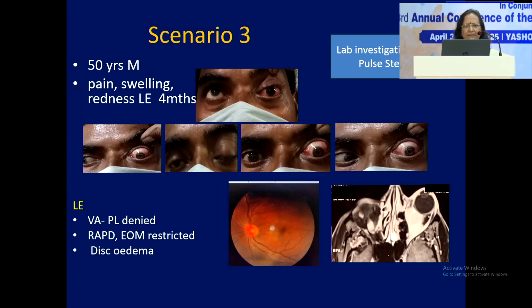Lab investigations were not very suggestive. We started with pulse steroid. The patient's visual acuity didn't come back, but otherwise the patient's signs and symptoms decreased. So in this case also we diagnosed orbital apex syndrome, idiopathic orbital inflammatory disease in the left eye.